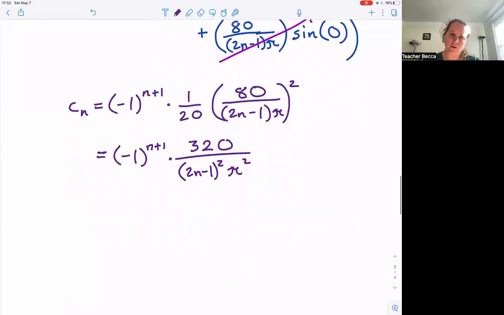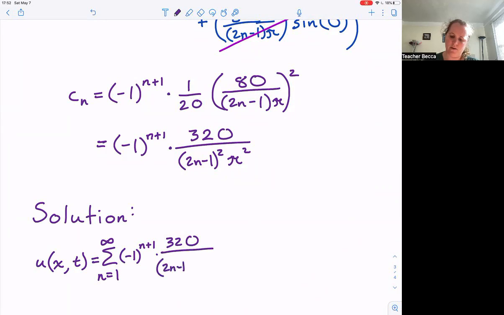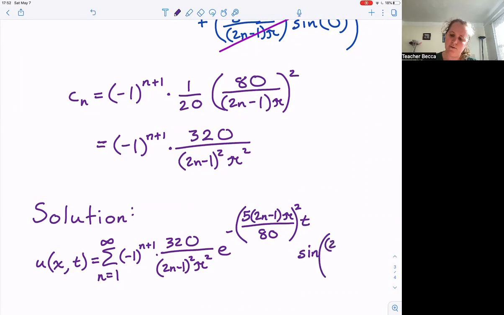So we wind up getting our final solution. U of x, t is equal to the sum from n equals 1 to infinity of negative 1 to the n plus 1 times 320 over 2n minus 1 squared pi squared times e to the negative 5 times 2n minus 1 times pi over 80, whole thing squared, times t, and then times sine of 2n minus 1 times pi over 80 x. So this is again how we can go about figuring this out. First, you need to translate to which situation we're in, then plug in the formula, and then most of the work is simply solving for our C sub n's.